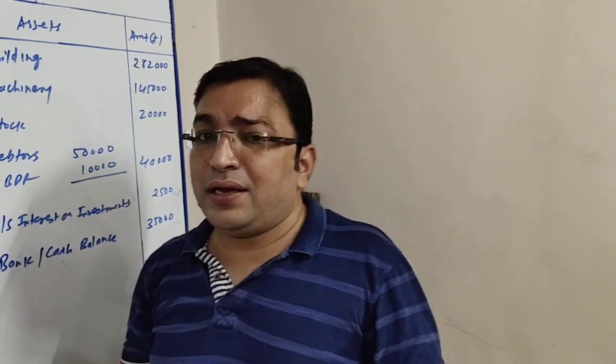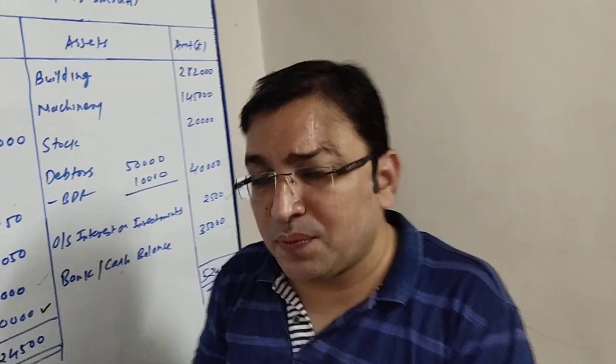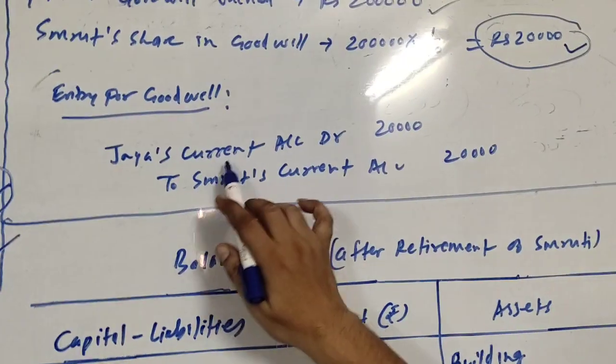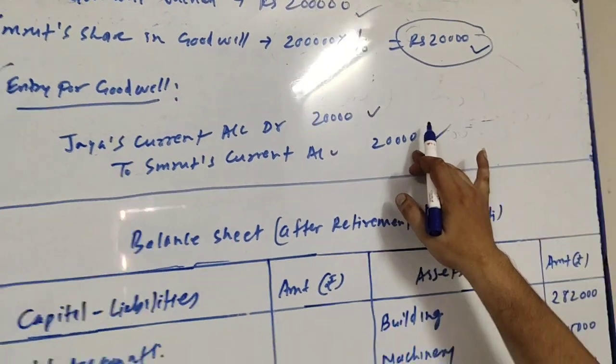Now as we know, when goodwill is paid to a retiring partner, it is adjusted to their capital or current account. Here we are making current account, so this goodwill will be adjusted through current account. It will be debited to current account of Jaya and credited to current account of Smruti. So the entry is Jaya's current account debit 20,000 to Smruti's current account 20,000.